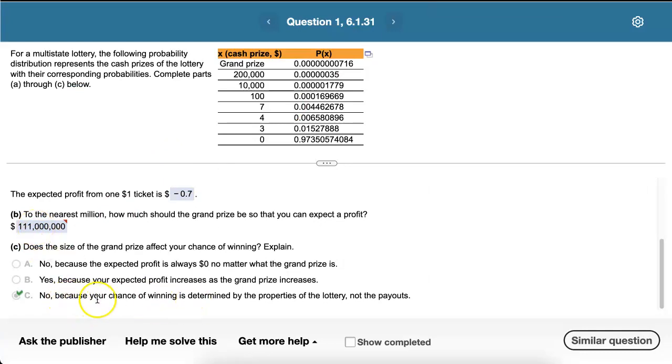There's one remaining question. Does the size of the grand prize affect your chance of winning? It does not. The size of the grand prize only affects your expected value or your payout. The chances of winning are already predetermined, and they are expressed here in this probability distribution.